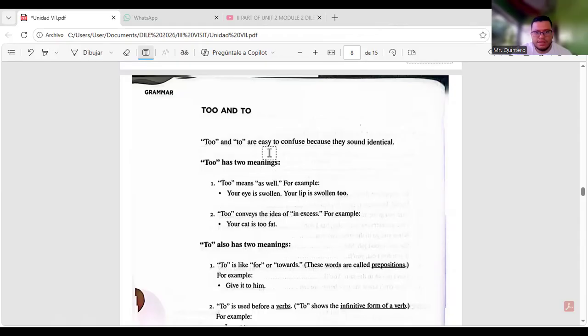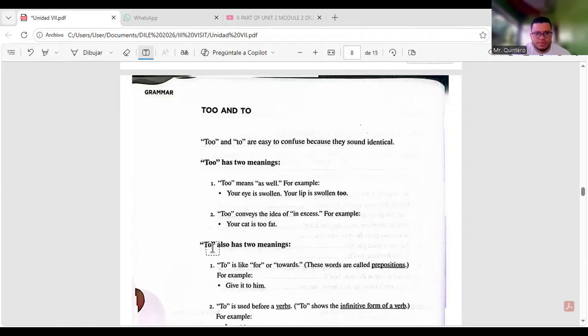Too and to are easy to confuse because they sound identical. Too has two meanings. For example, too means as well. Your eye is swollen. Your lip is swollen too. Too also conveys the idea of in excess. For example, your cat is too fast. Por ejemplo, cuando estamos hablando de exceso, podemos utilizar too. Su gato es muy rápido o está muy gordo. It's too fat. If, for example, your eye is swollen, your lip is swollen too.